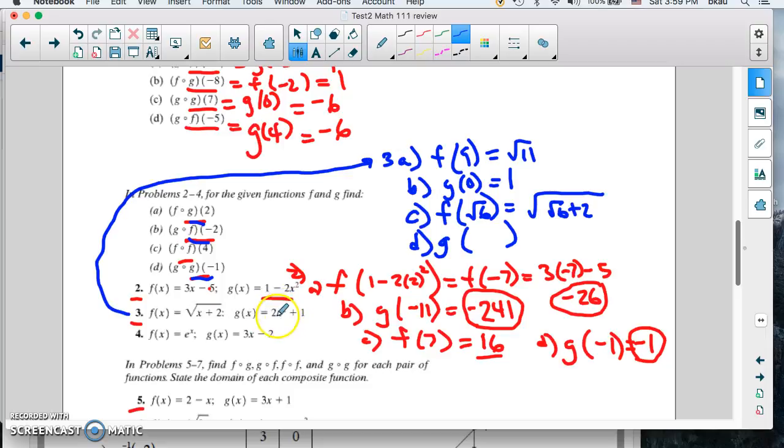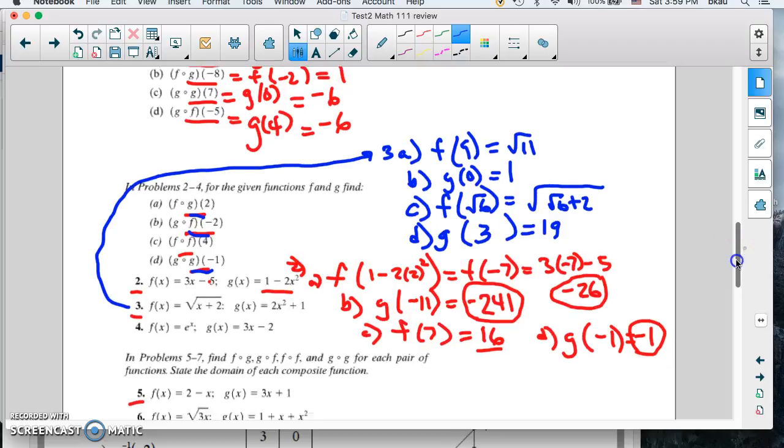That's 1, 2, 3. So we got g of 3. We put 3 back in there. That's 9 times 2, which is 18 plus 1 is 19. Okay, so that's evaluating those using the formulas that they gave us for f and g.